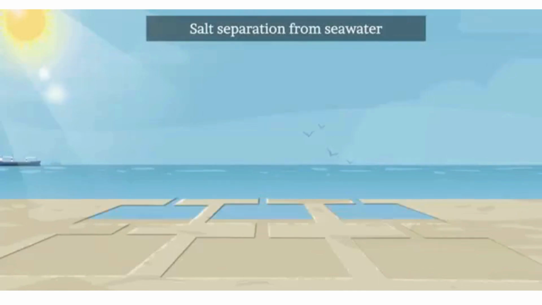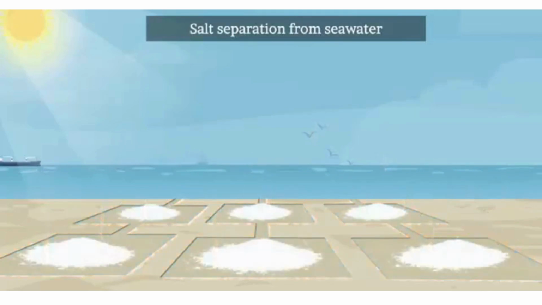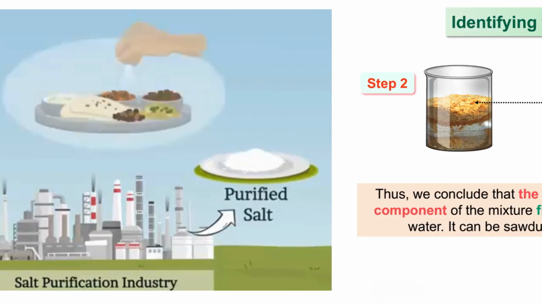Basically, seawater is captured in shallow pits. The sunlight heats the water and slowly water gets evaporated. After complete evaporation of water, we get salt free from water. It is then further purified to be used in food as common salt.